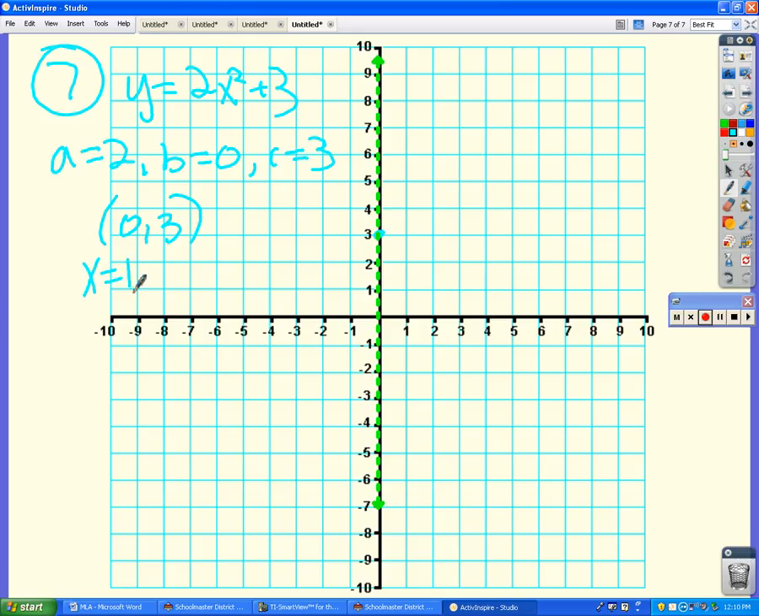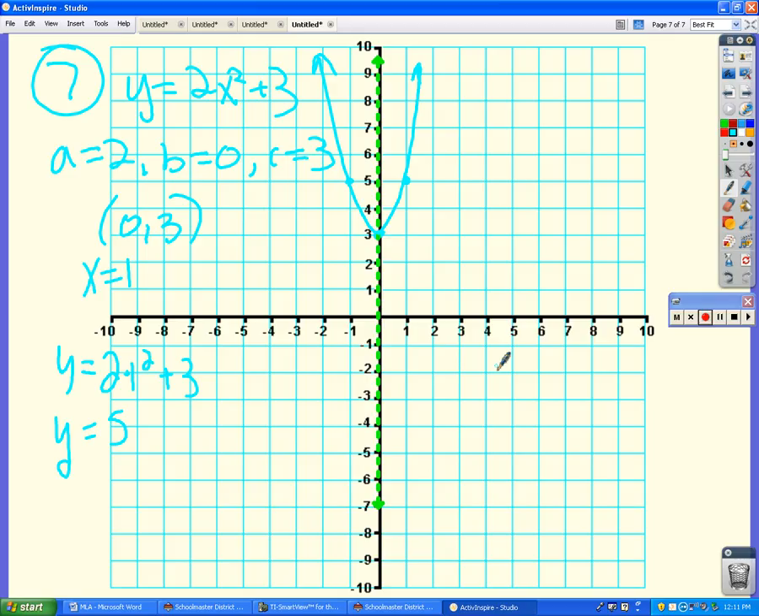Okay? So let's take x equals 1, and let's plug it back into the original equation to see what y would equal. So I'm going to go 2 times 1 squared plus 3. 1 squared is 1. 1 times 2 is 2. 2 plus 3 is 5. So when x equals 1, y equals 5. So that's also a point on the graph. So I'm going to put that right there. And then that lets me draw the right half of the parabola. And then since the left half is going to be the same, I can finish that like that, okay?